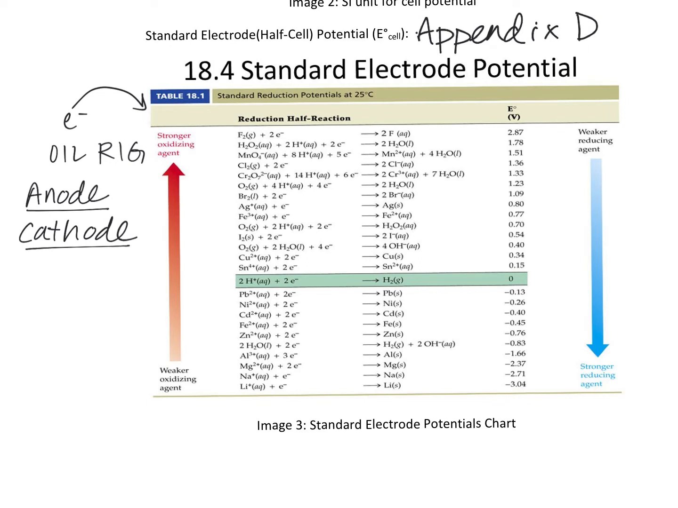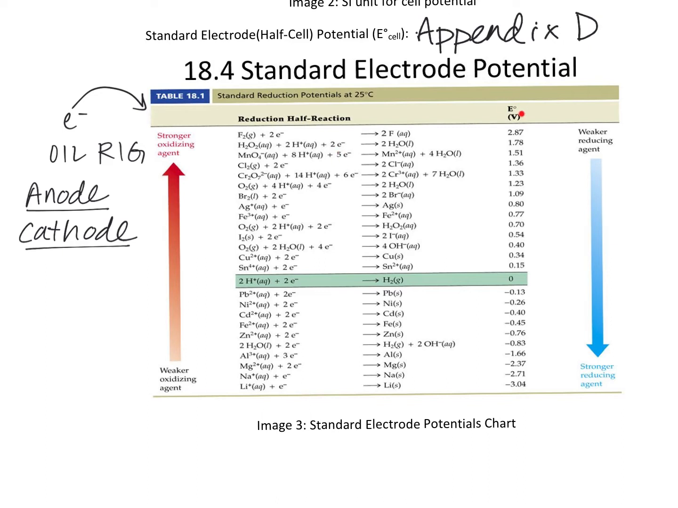What else do you need to know about this chart? All of the half reactions are written in the reducing direction. So if you remember, reduction is gain of electrons. That means all the electrons are on the reactant side of the half reaction. So you won't see electrons over here. If you saw electrons on the right-hand side, that would represent an oxidation half reaction. So all standard electrode potentials are written by convention in their reducing direction. So you'll always have them added to electrons.